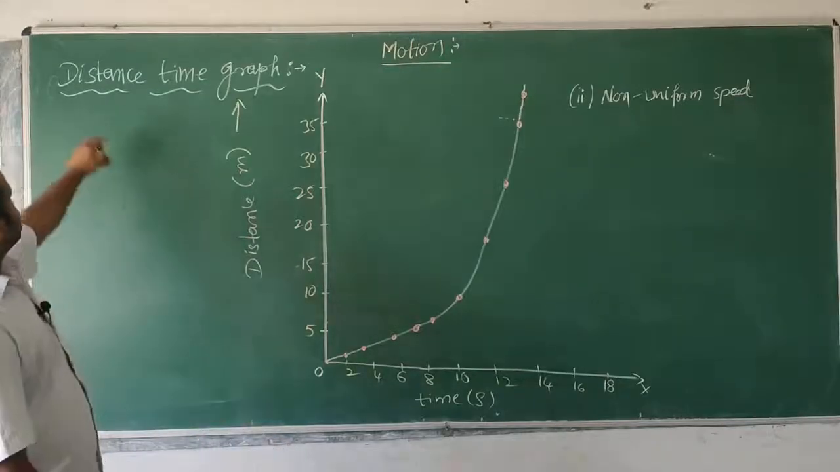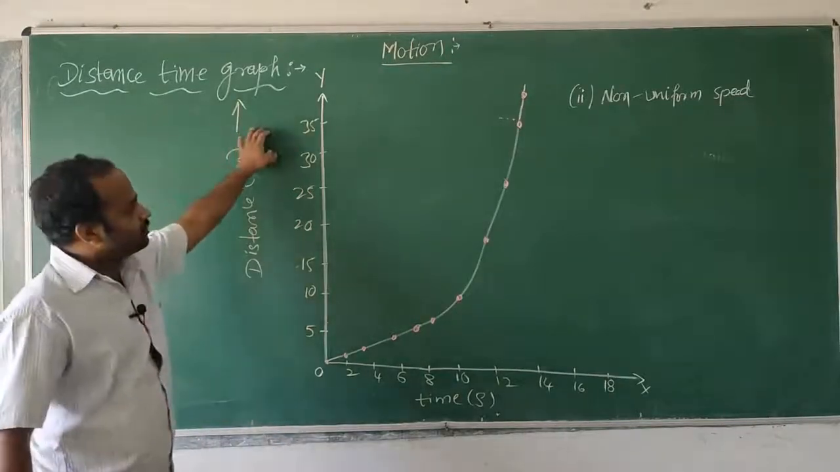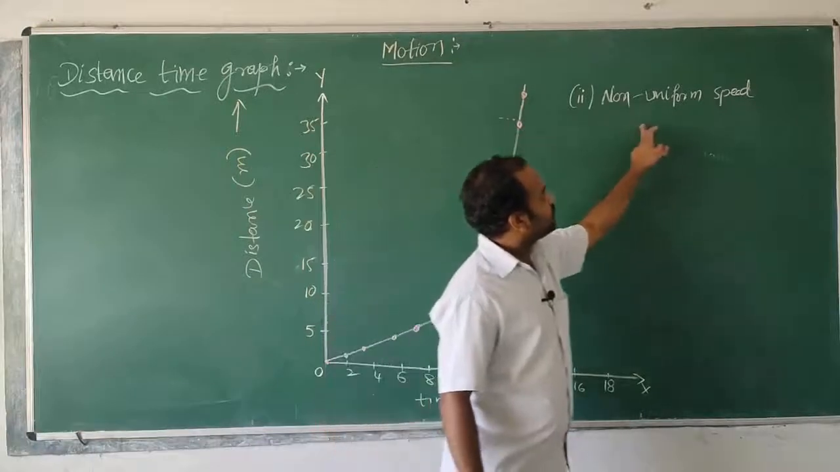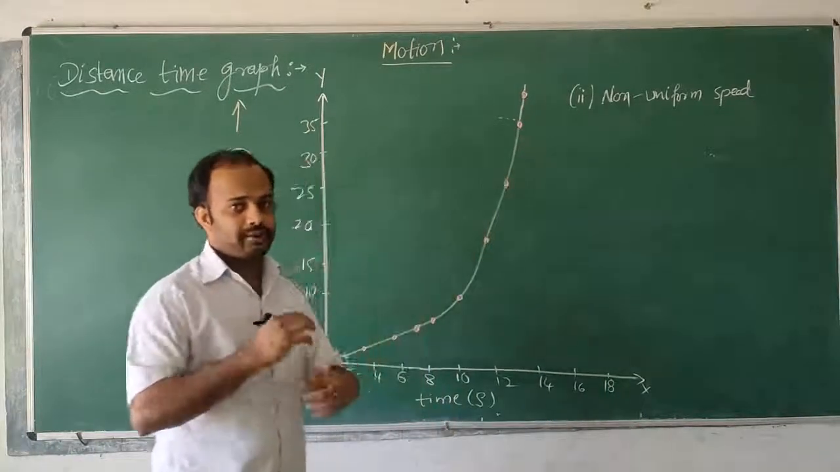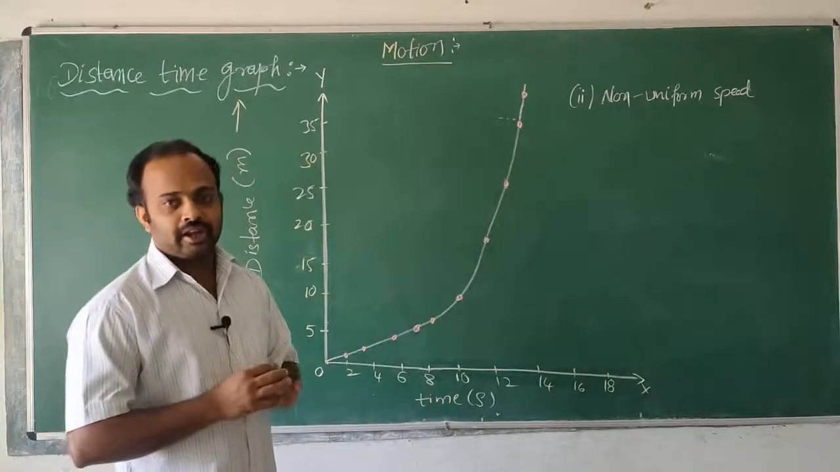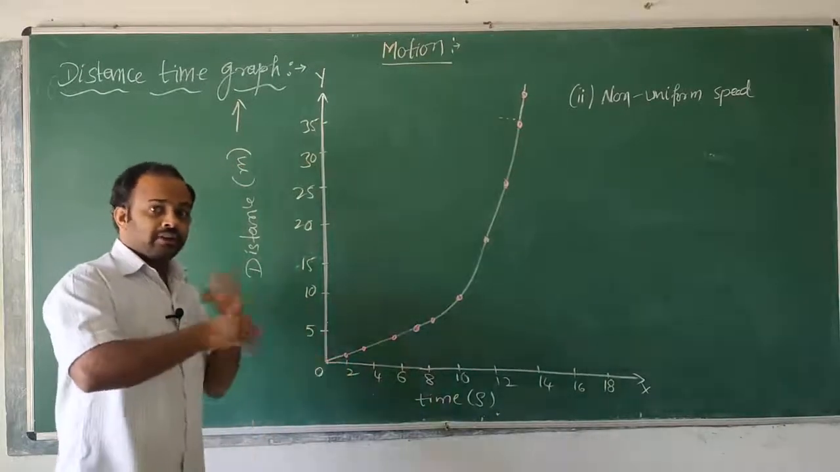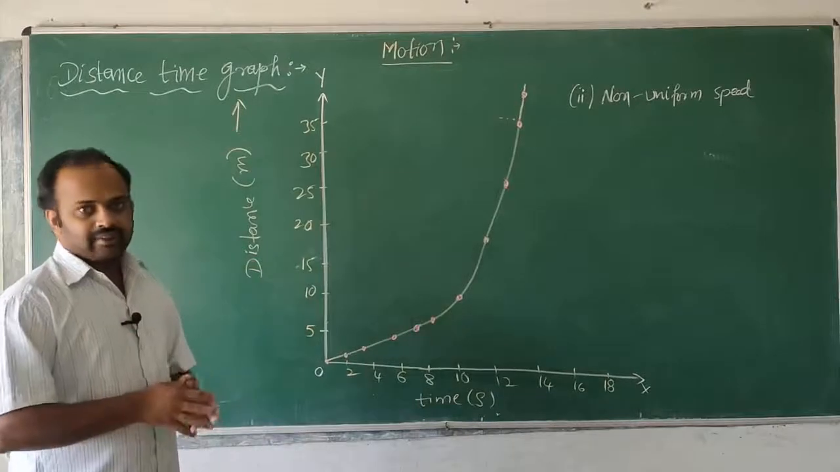Similarly, the next concept, distance time graph for non-uniform speed. If a car is traveling in non-uniform speed, then how do we represent the graph? Earlier, we represented uniform speed, and we get a straight line there.